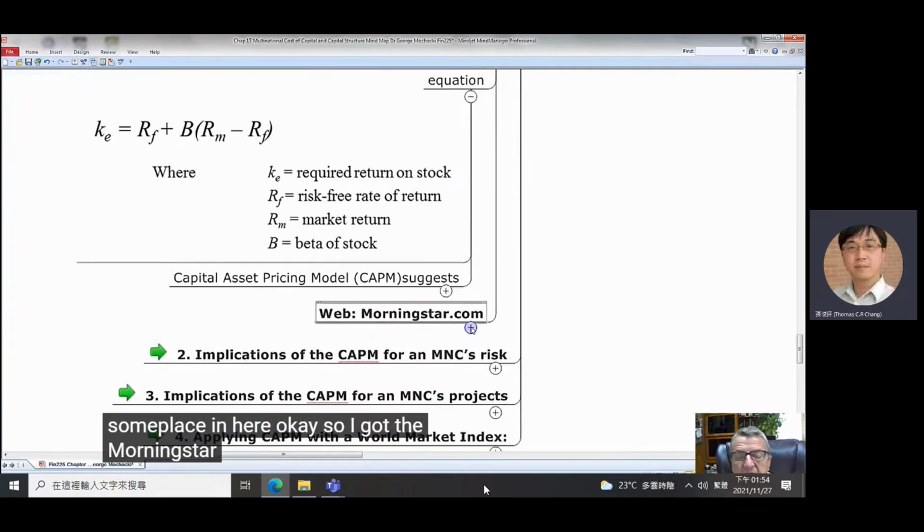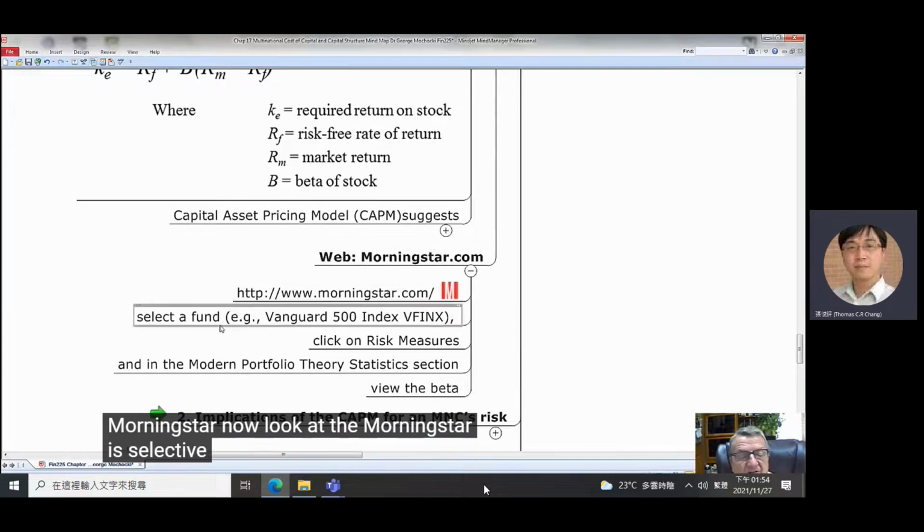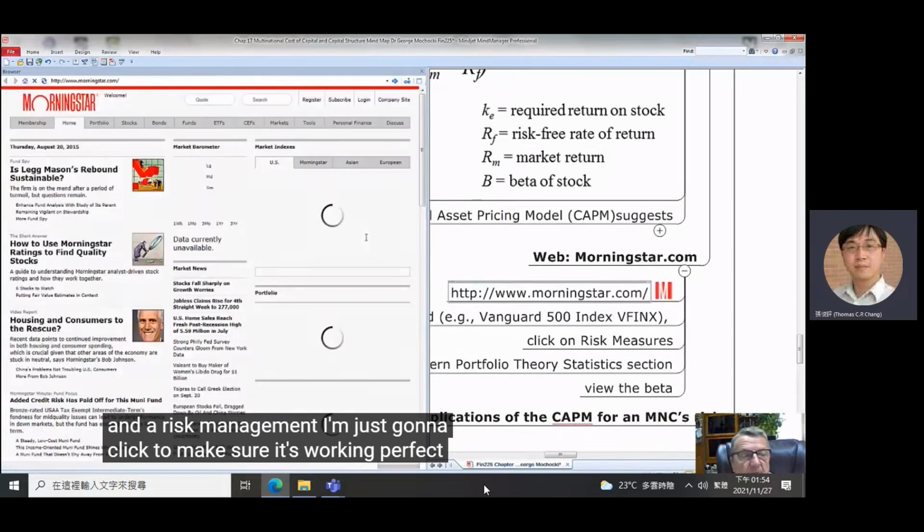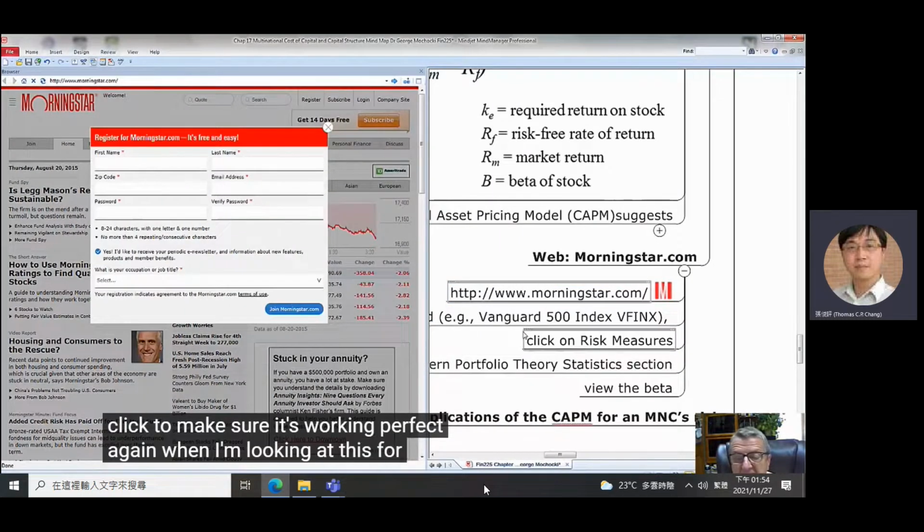Okay, so I got the Morningstar, and I look at the Morningstar. Select the Vanguard 500 Index, click on risk management. I'm just going to click it to make sure it's working. Oh, perfect. Again, when I'm looking at this, you go to Vanguard 500. I have to close this.